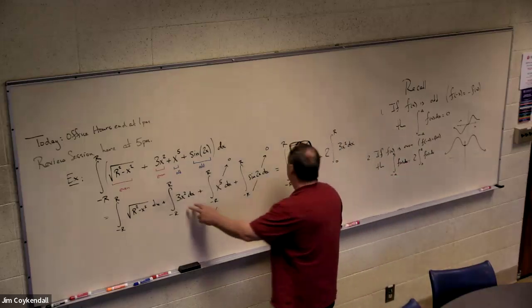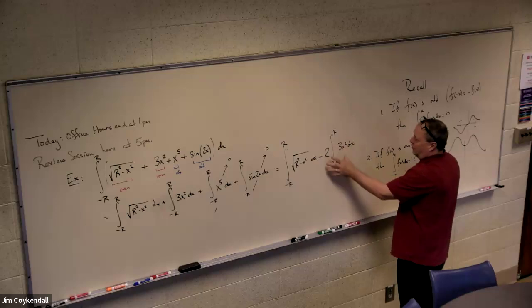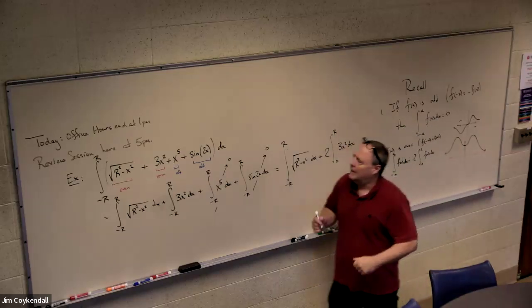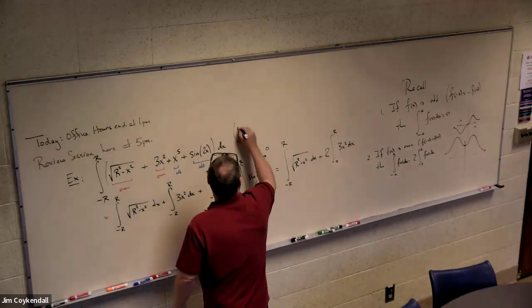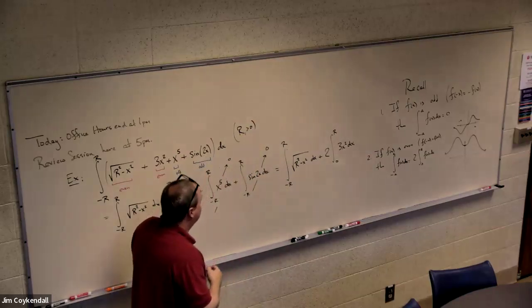This one's even, so I'm going to use this little trick here. It's going to integrate from 0 to r and double it. I guess I'll go 6. Plugging in 0 would have been affected again.